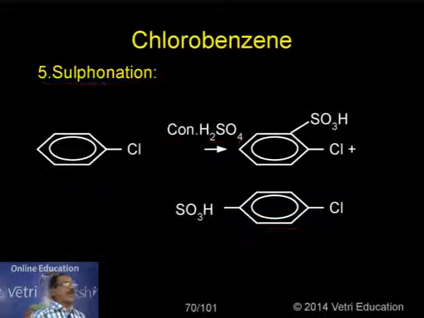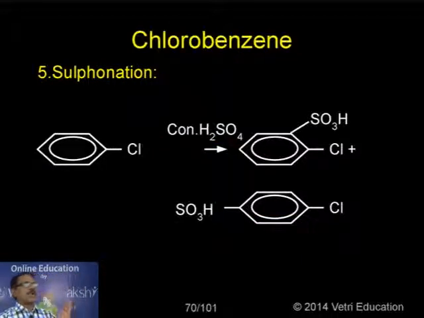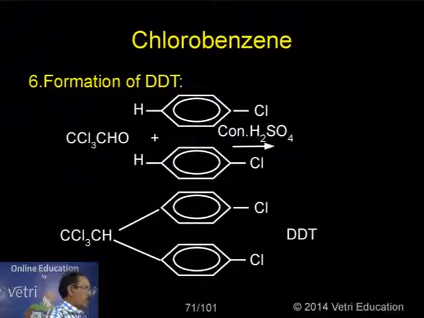In all the cases, I have already explained why we are getting a mixture of ortho and para, because chlorine is an electron releasing group, nothing but an ortho-para orienting group. So in all the reactions that I have discussed here, a mixture of ortho and para products is formed. This is the most important information to know.